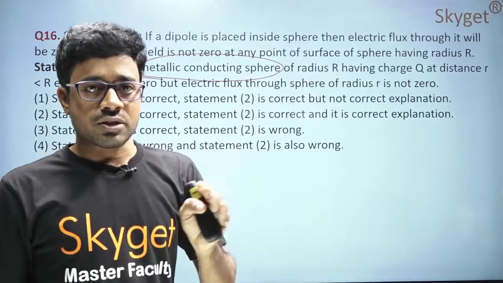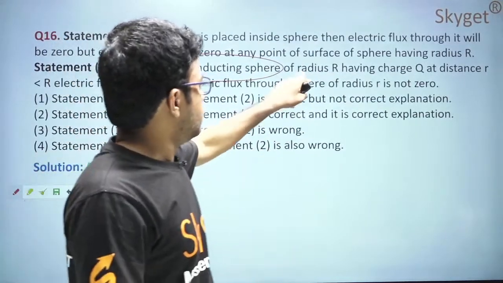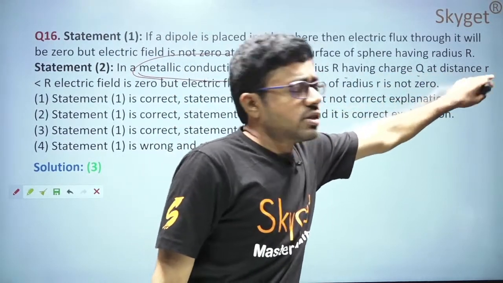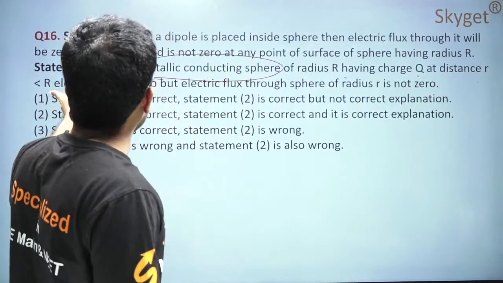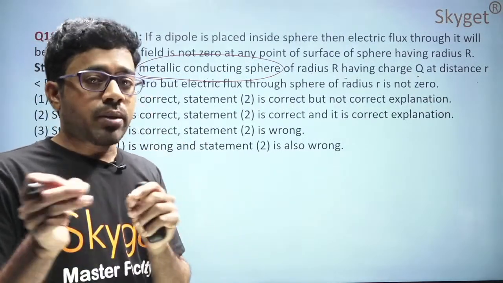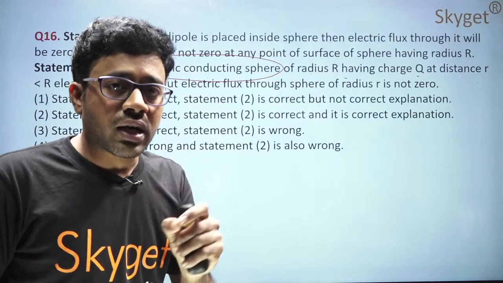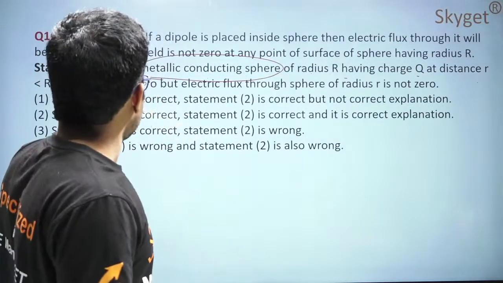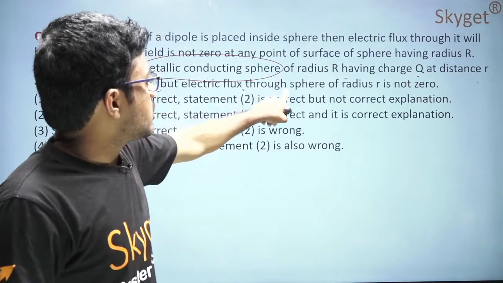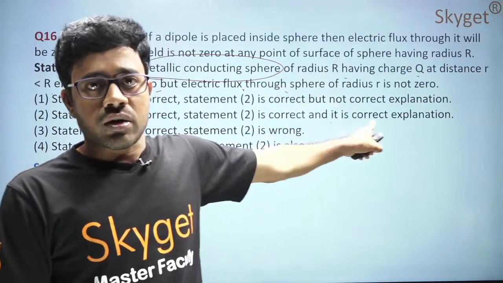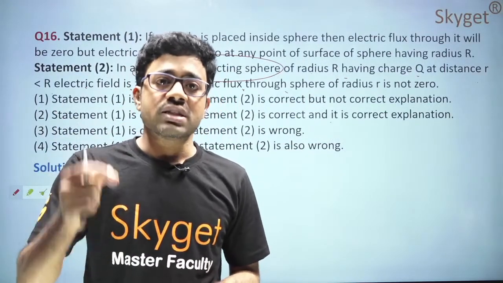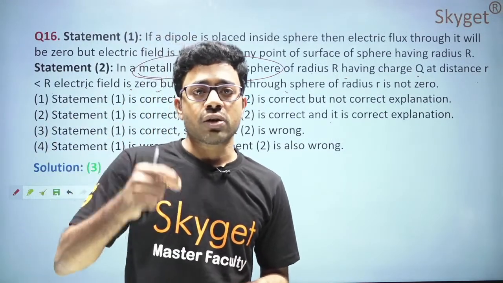So obviously the charge has to be present on the surface, of radius r, having charge q, and at a distance of small r which is less than the radius of the sphere. You have to find the value at a point at a distance of small r, that is inside the sphere. The electric field is 0, but he says the electric flux passing through the sphere is not 0. It is completely wrong, because the flux coming out of a surface depends on the charge enclosed divided by epsilon naught.